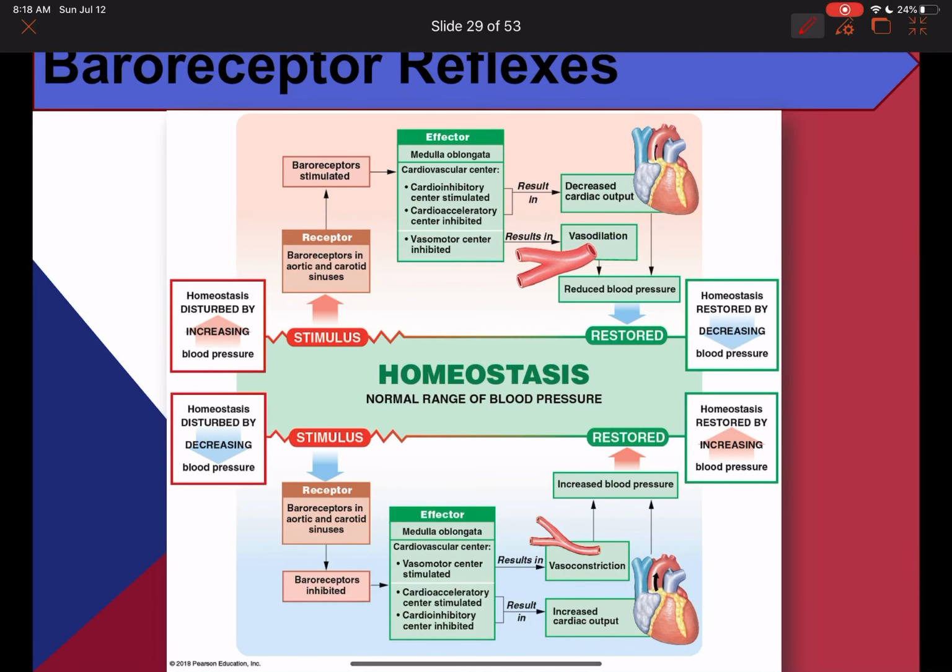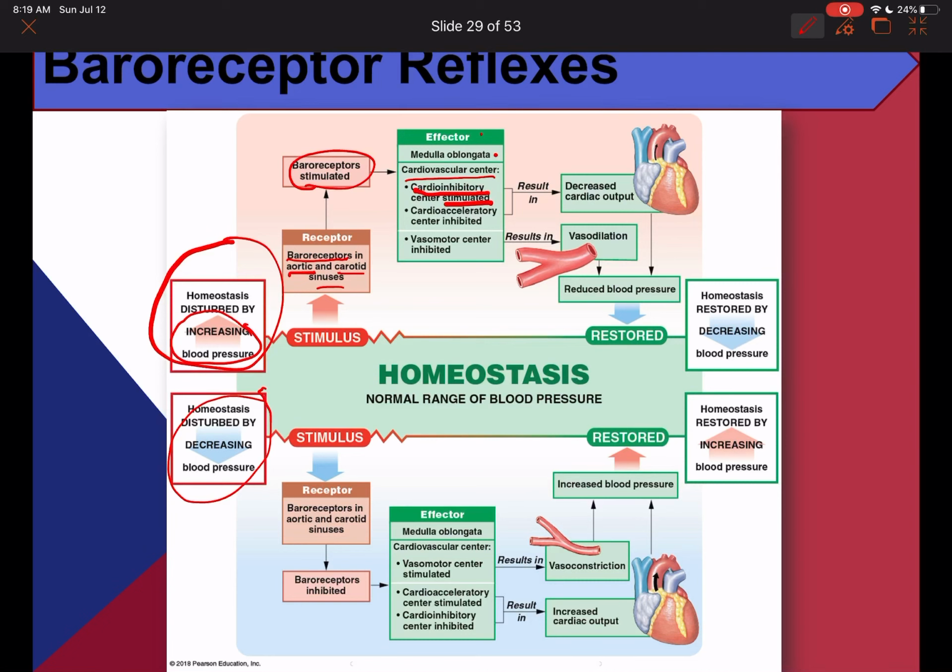So this is the homeostasis chart for when blood pressure is too high or too low, and what happens in the body to bring your blood pressure back down to homeostasis, or back up to homeostasis. So for example, if you have too high of a blood pressure, baroreceptors will be activated or stimulated within the carotid or aortic sinuses. The effector will then be your medulla oblongata, which contains your cardiovascular center. The cardioinhibitory center will be stimulated.